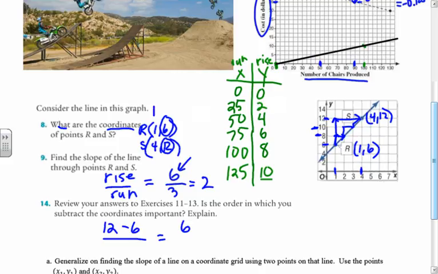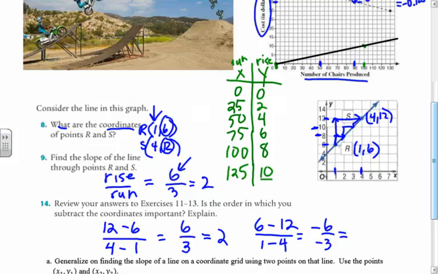And I can take my x coordinates, the 1 and the 4, subtract those, and that gives me the run. And I get the same thing. Well, did it matter which way I subtracted those? It really doesn't. What if I would have switched them around and did 6 minus 12 over 1 minus 4? Then I get negative 6 over negative 3, but a negative divided by a negative is a positive, so I still get a slope of 2, so it's exactly the same.